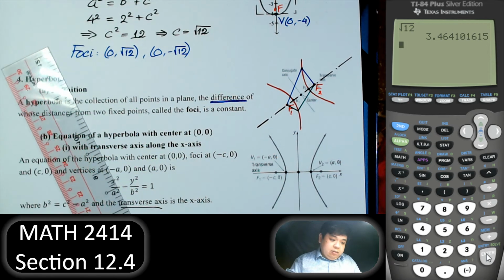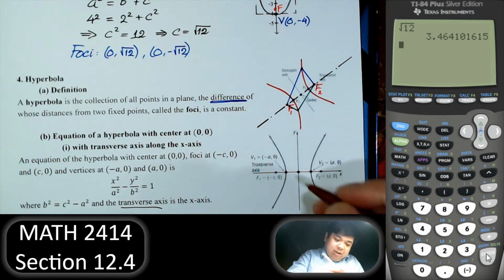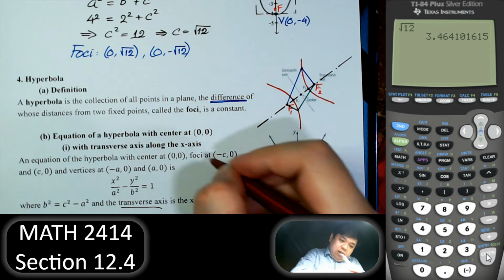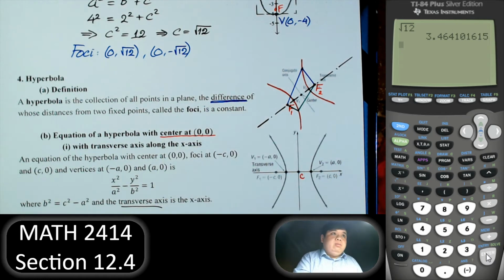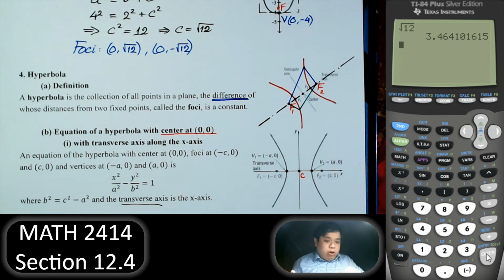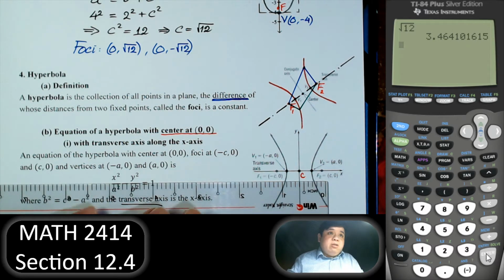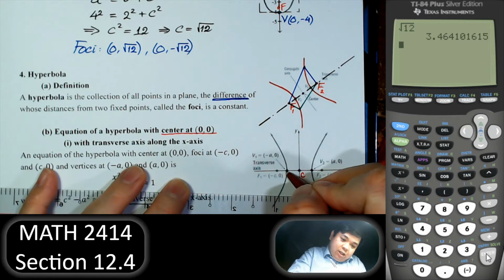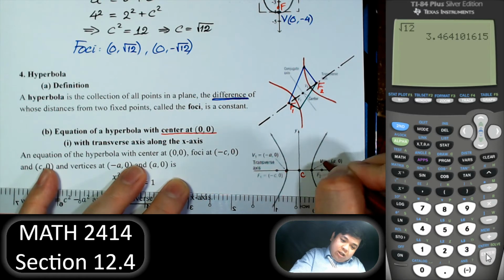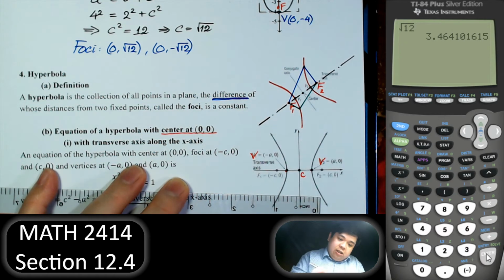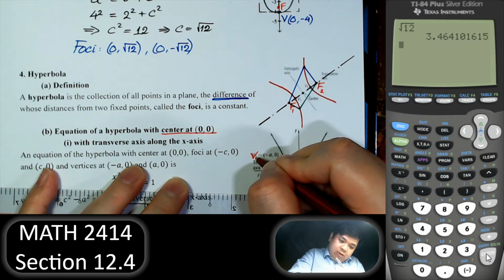First, we have the center. In both of these cases, our center is at the origin at 0, 0. So this is a simple case. The vertices always belong to the conics. Vertices belong to parabola, ellipse, and hyperbola. So always belong to the conics. So we have two vertices there, V2 and V1.